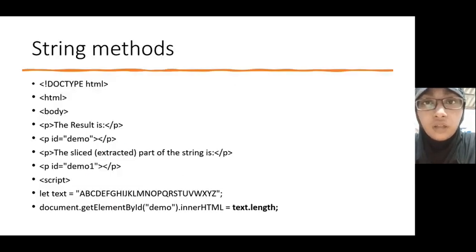String methods, one of them here we have mentioned: doctype HTML and paragraph ID demo. The sliced part of the string we display as content, and we mentioned another paragraph tag as demo1, and we wrote a script tag. In the script tag we declared one text variable, all the alphabet set, and here we used the text length method with the paragraph tag with ID demo.